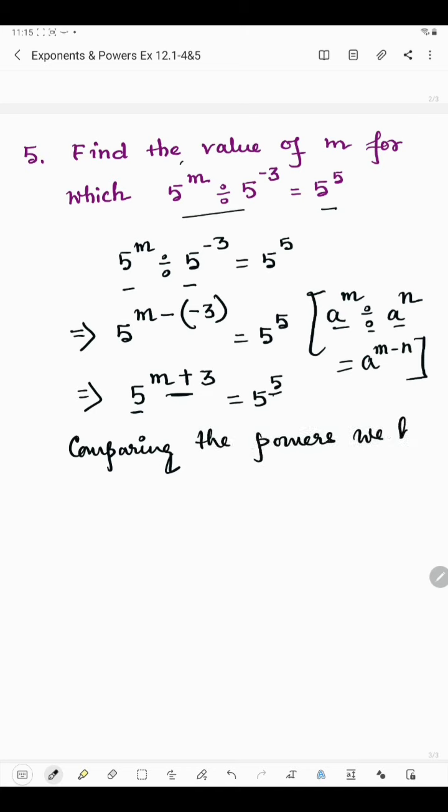We have m plus 3 is equal to 5. Now we'll have to find the value of m. So we'll transpose 3 to the right side. So 5 will remain the same and 3 will be minus 3. So the value of m will be 5 minus 3, 2. Okay. So this was all about question number 5.